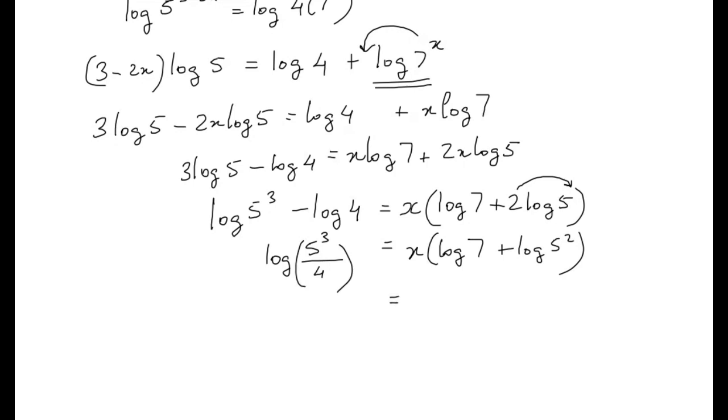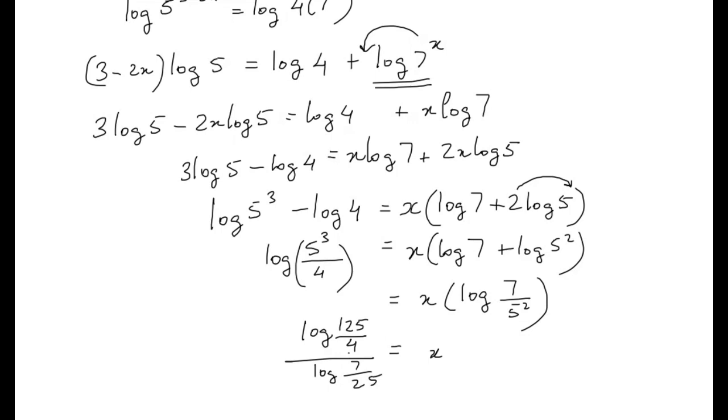On the right side I'm going to combine the logs to make log of 7 by 5 squared using the multiplication rule. And finally I'm left with x. X is going to be log, I'm just simplifying 5 cubed, which is 125 by 4, divided by this log, which is log of 7 by 25. That's my x value in an exact form.